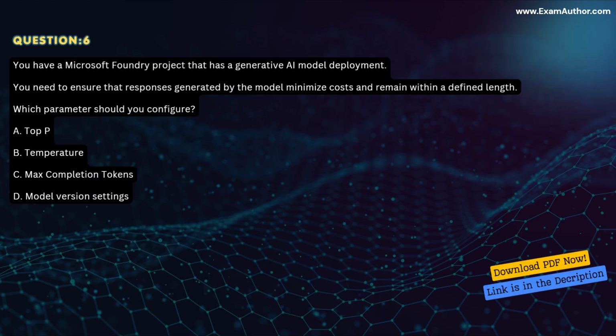Question 6. You have a Microsoft Foundry project that has a generative AI model deployment. You need to ensure that responses generated by the model minimize costs and remain within a defined length. Which parameter should you configure? A. Top P. B. Temperature. C. Max completion tokens. D. Model version settings. Answer C.